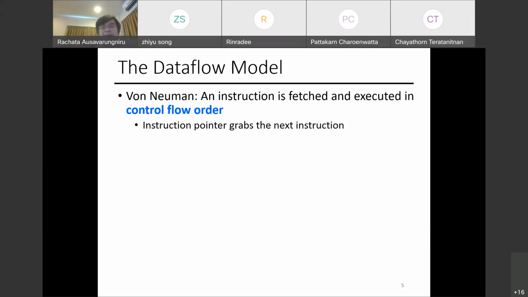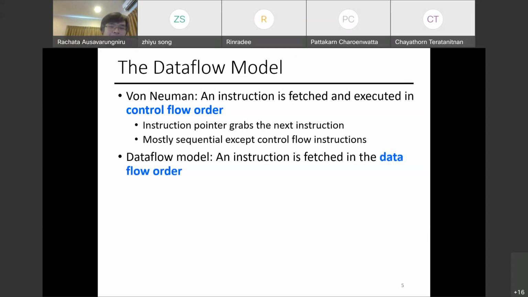In von Neumann, you go line by line by line. Right? You have the PC point to the current instruction, run it, and go to the next line. Data flow model is different in the sense that I proceed in my program based on the availability of my data. What does it mean? It basically means that I perform the operations whenever my inputs are ready.